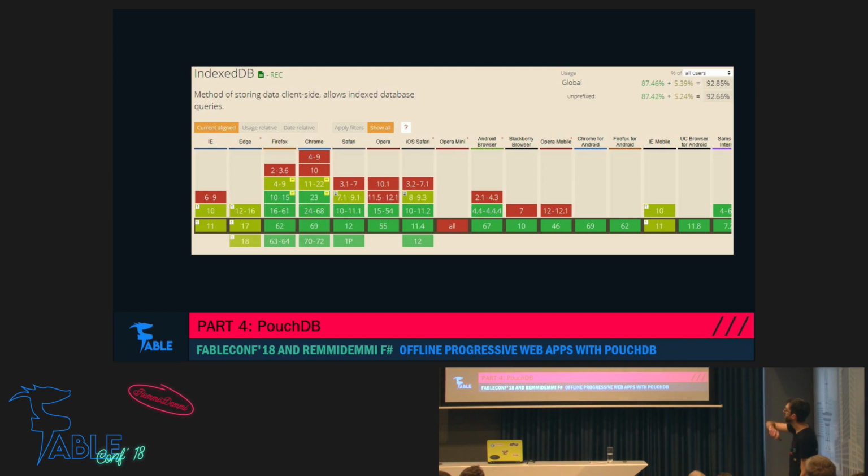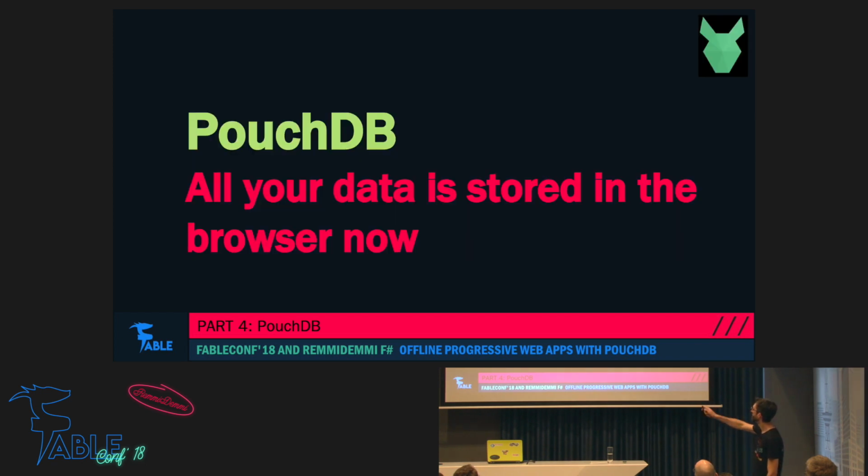So IndexedDB is available in quite every browser except Opera Mini. I don't know why. Maybe they don't like these kinds of technologies. So now we will do exactly the same thing as we've done with CouchDB, but in our browser.